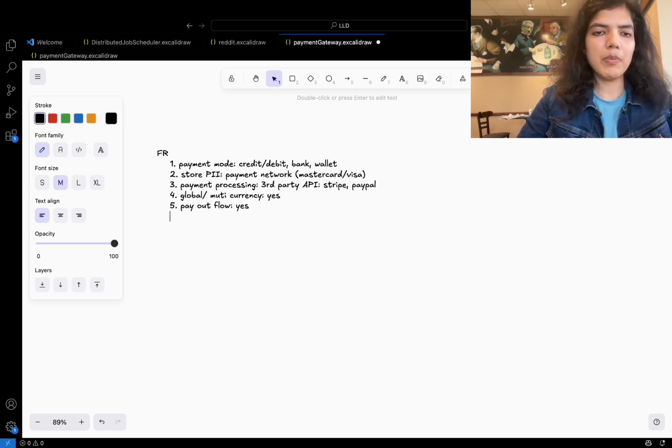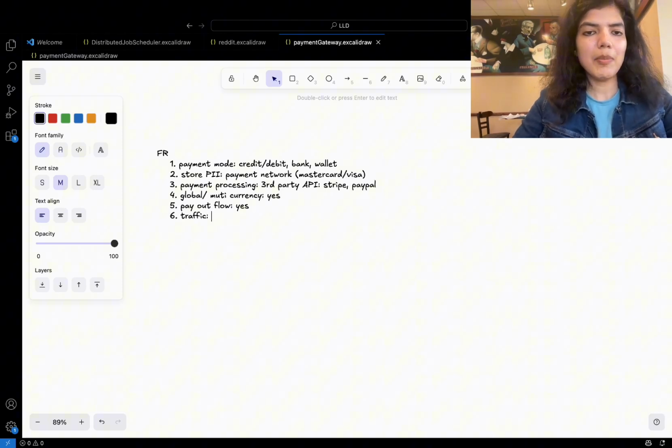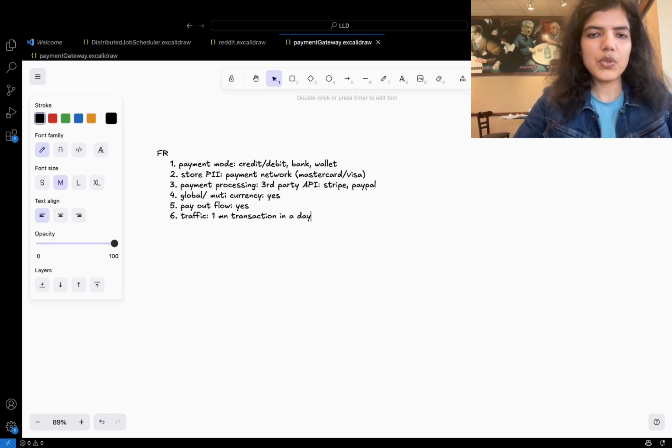We have skipped one major point, which is about the traffic. So what should be the traffic of this payment gateway? Let's say for now, we want 1 million transactions to be performed in a day. So this would be the expected user traffic that has been given in our interview.